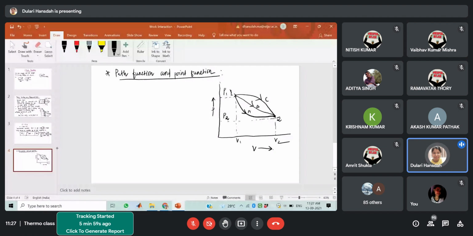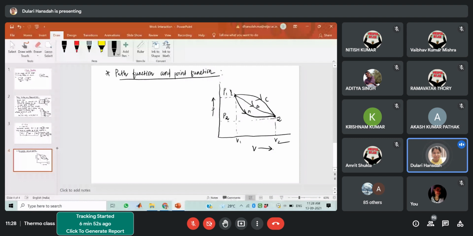Okay, so the system is changing from state one to state two by following three different paths. One is A, another one is B, third one is C. So the system can be taken from state 1 to state 2 along many quasi-static paths. Those are your A, B, C. Okay. So here we can see that the work involved in each case is not a function of the end state. How? Sometimes we are finding the work output, that is the area under this curve. So, where are we getting the work transfer from?